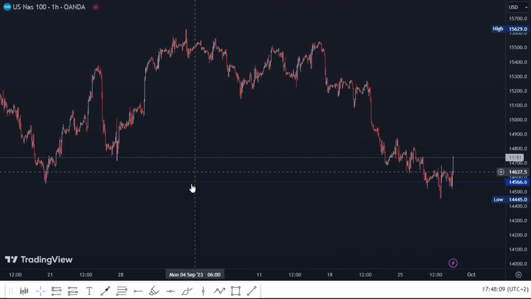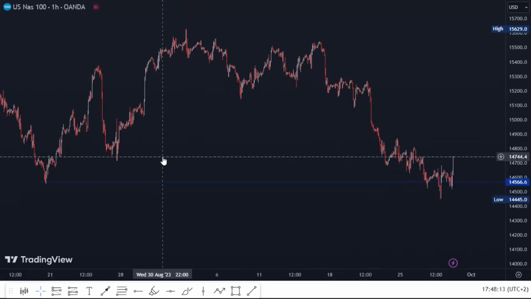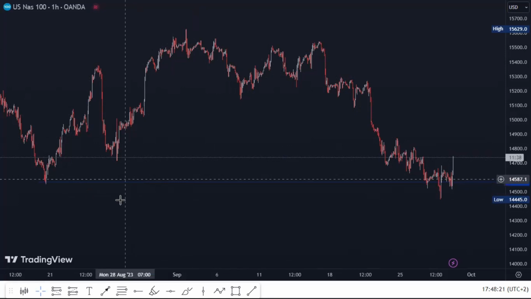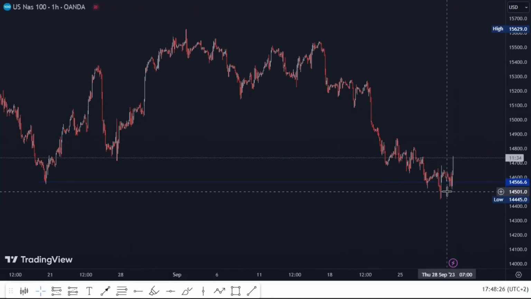Number one, you can see this line is still right here, this point of interest. So you know that Nasdaq respects zones, it respects points of interest. So for the fact that Nasdaq was on a point of interest, that was the first reason for me to enter a buy opportunity.